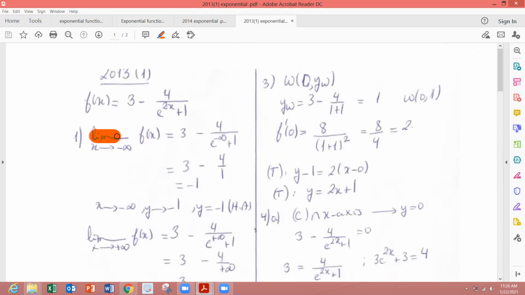So limit as x tends to minus infinity of f of x equals 3 minus 4 over e to the minus infinity plus 1. We replace x by minus infinity. E to the minus infinity is 0. So 3 minus 4 is equal to minus 1. So the first asymptote: as x tends to minus infinity, y tends to minus 1, then y equals minus 1 is a horizontal asymptote.